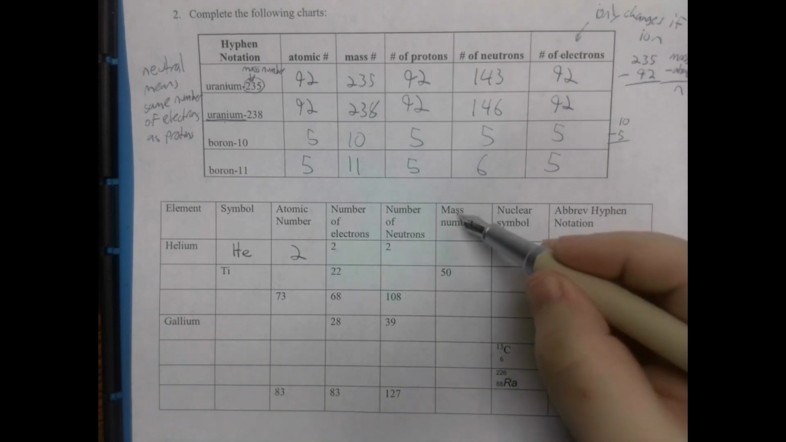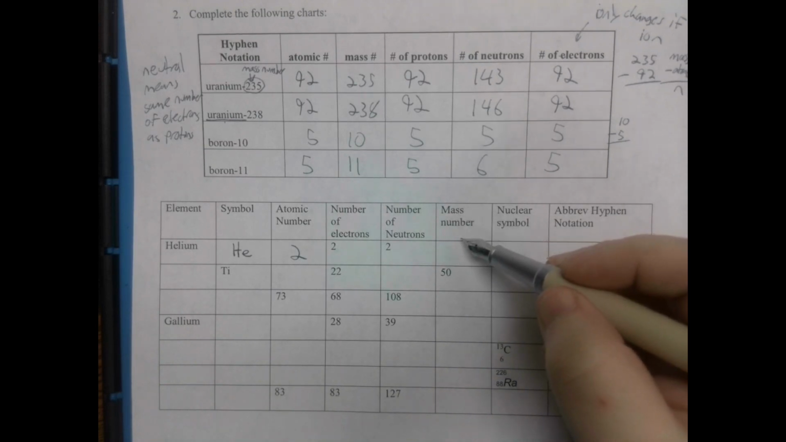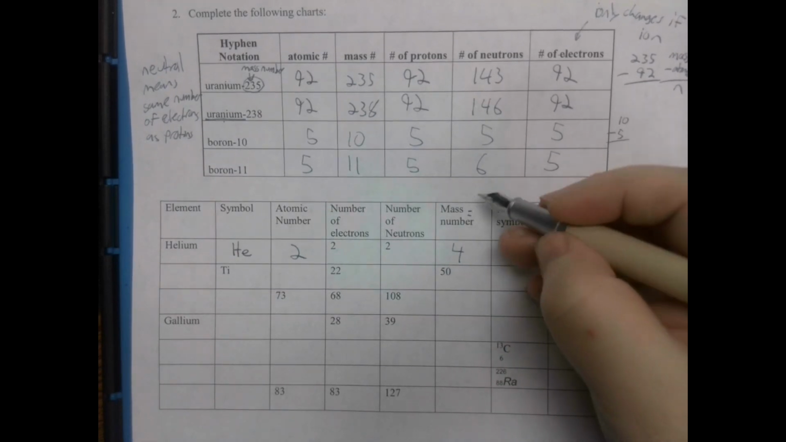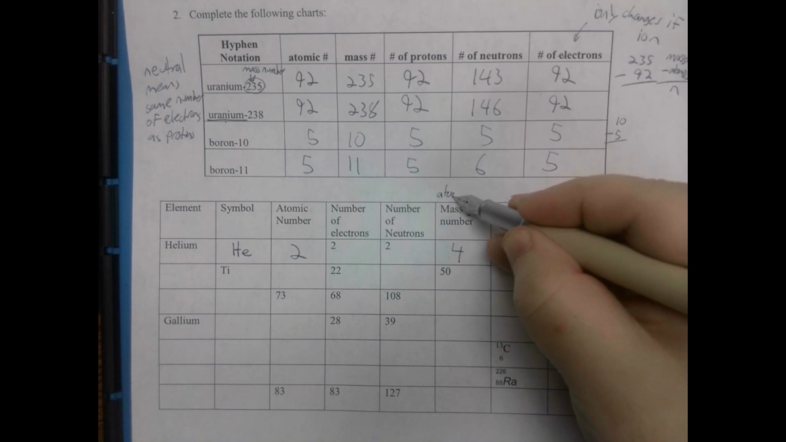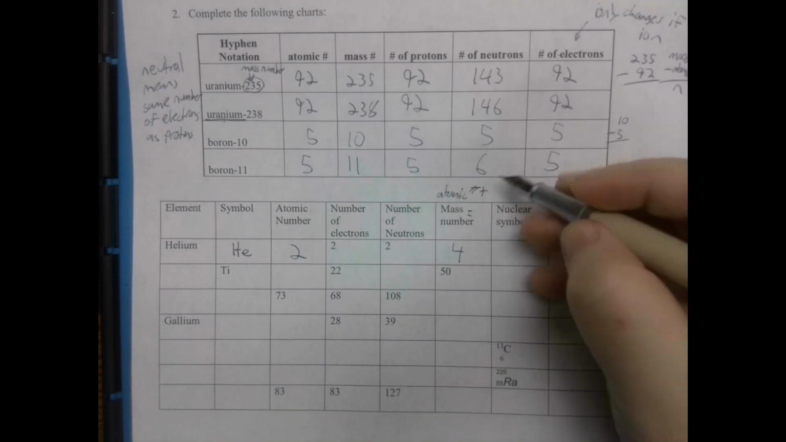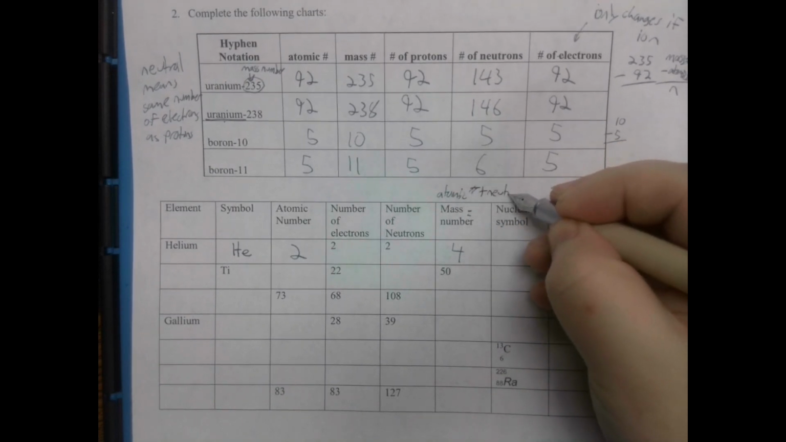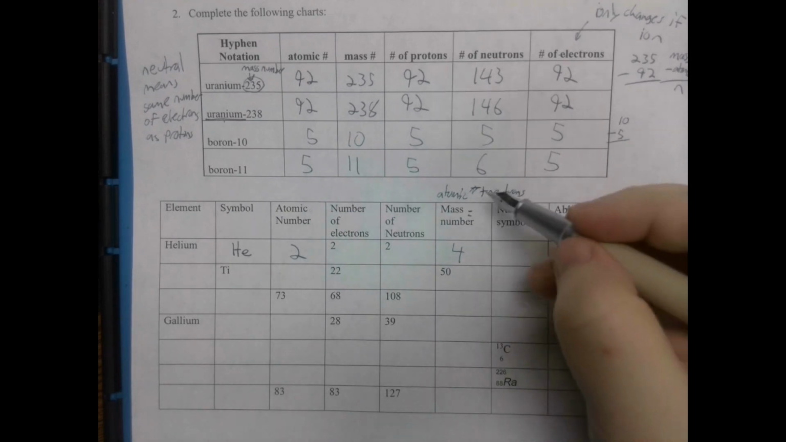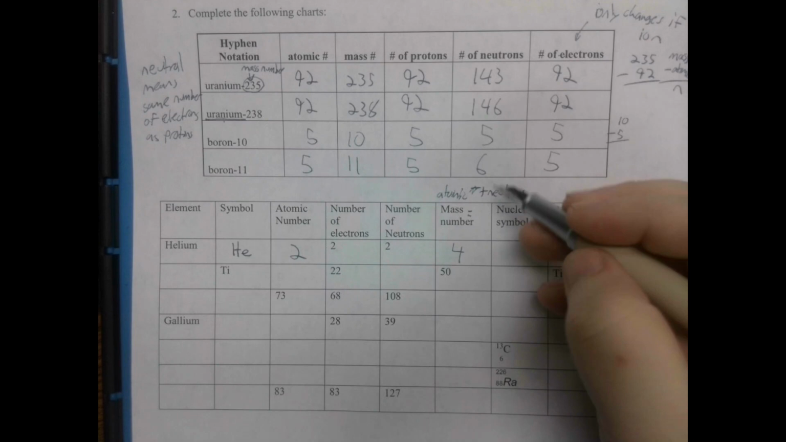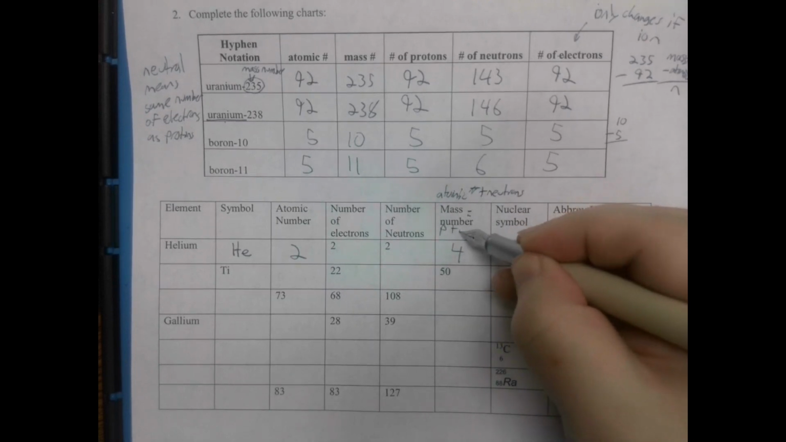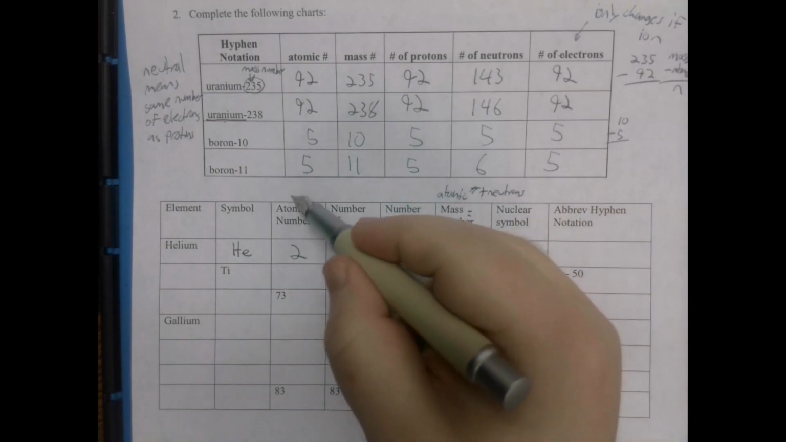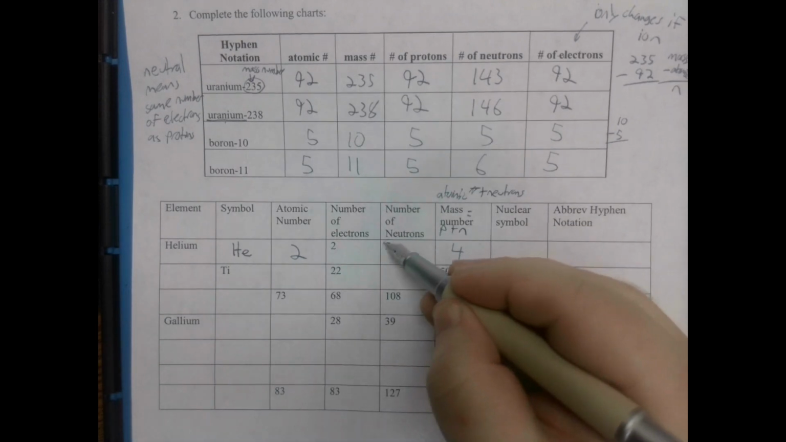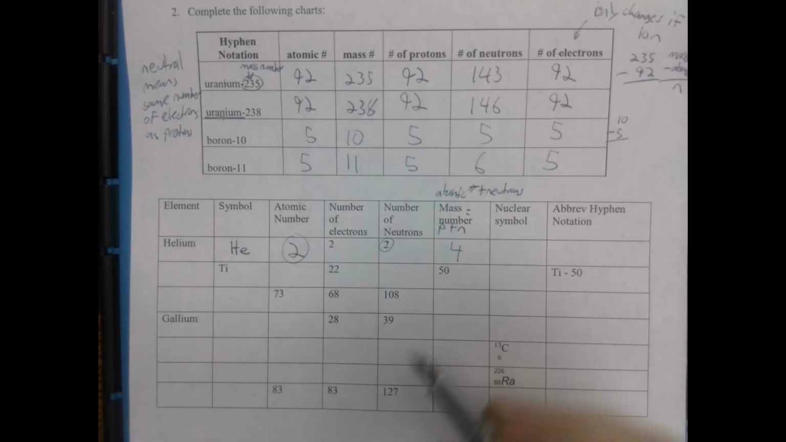What is the mass number? 4. Again, this is equal to protons plus neutrons. It is this number plus this number. So 2 plus 2 gives you 4.